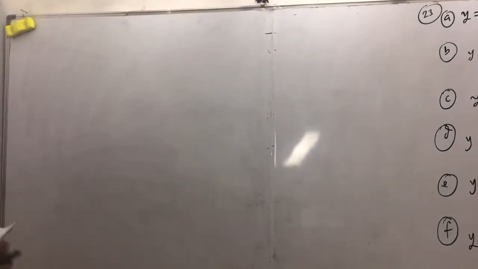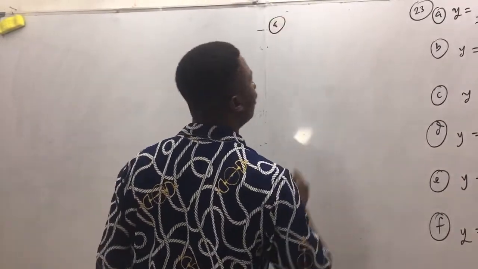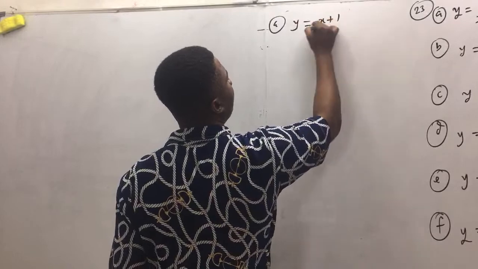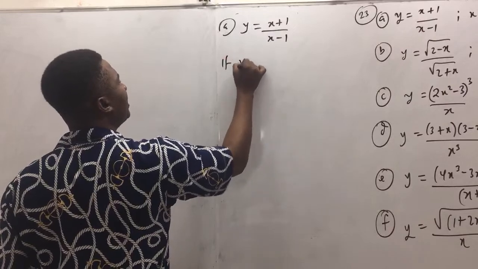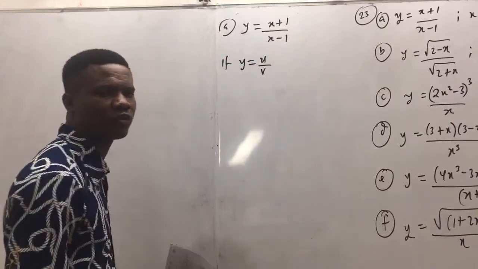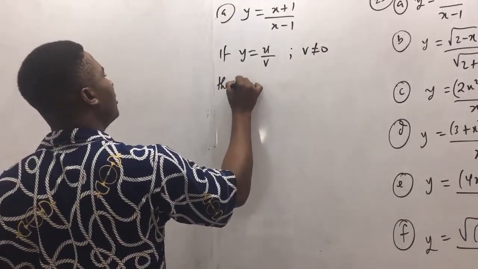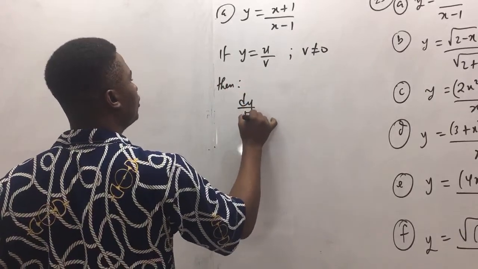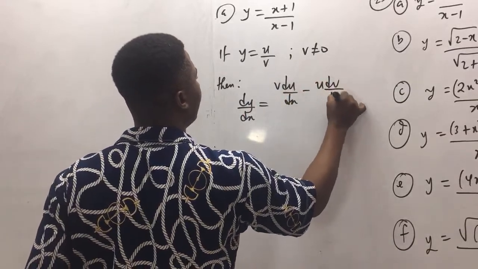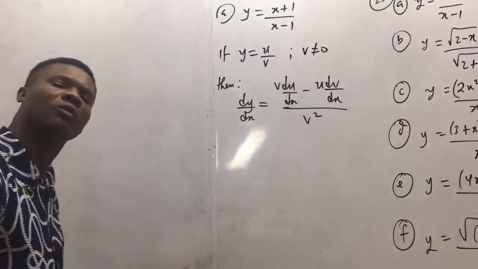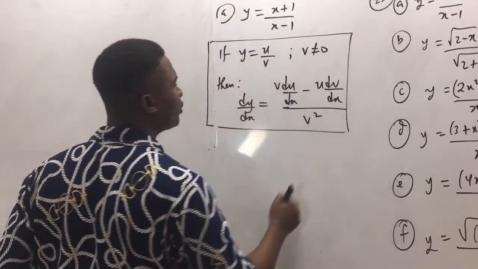Now I'm going to start with the first one. Let's start with A. So if I'm given this to solve, I'm going to be using the quotient rule. Now if y, according to the quotient rule, can be expressed as a ratio of two functions with the denominator v not equal to 0, then dy dx, according to the quotient rule, can be written as v du dx minus u dv dx all over v squared. So we are going to be using this rule. I'm going to put this rule here. We are going to be using it all through for solving the problem.